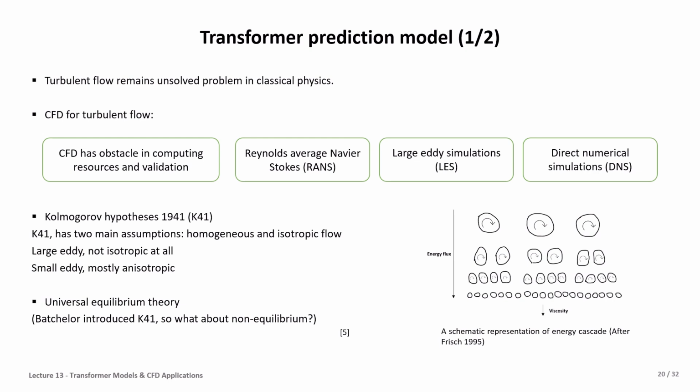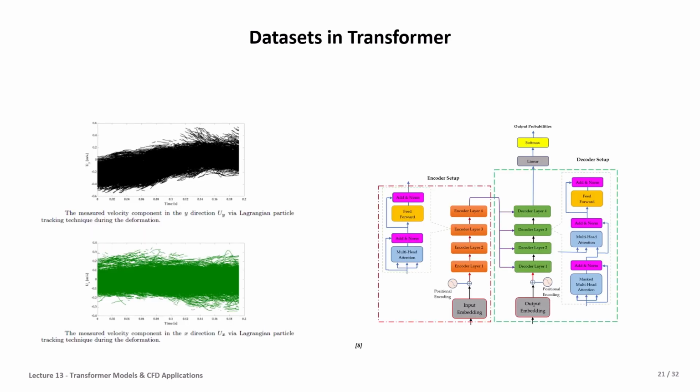However, because of the limits that we mentioned, the Kolmogorov hypothesis has a limited range, and so does the universal equilibrium. The data-driven approach in deep learning is a great application because we don't need to feed or inform the model from theory. It works based on the data. Therefore, in our research, for example in this area, we used a transformer model with four encoder and decoder layers. And you can see the data here.